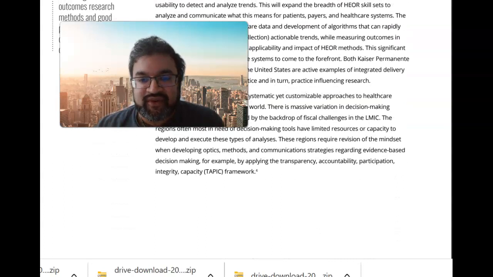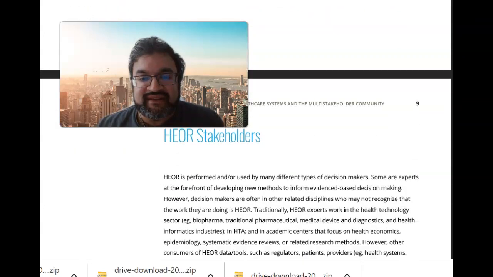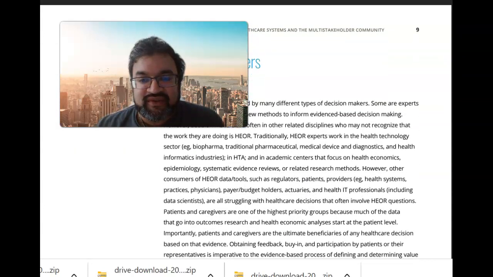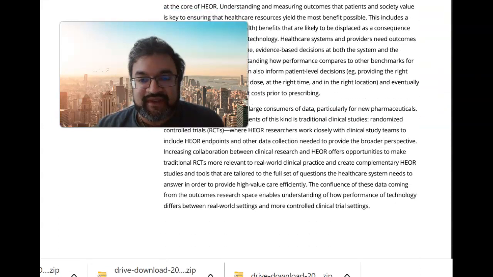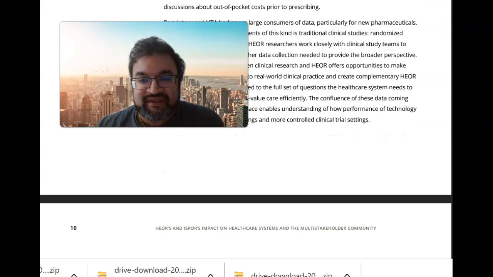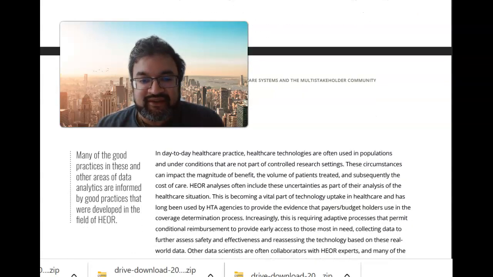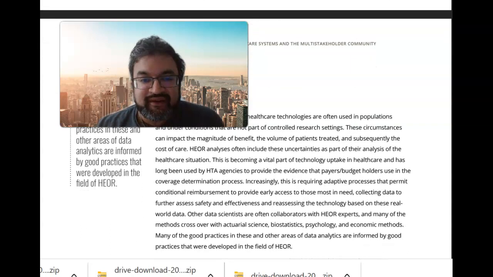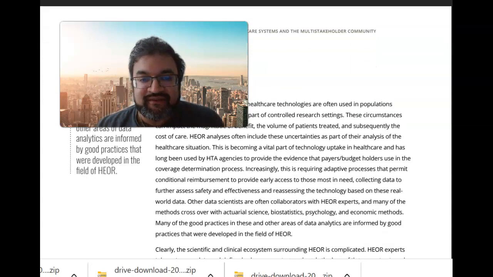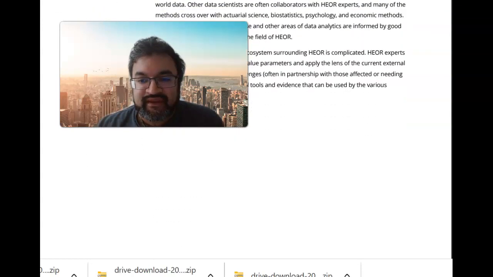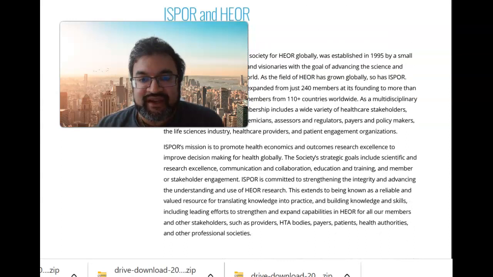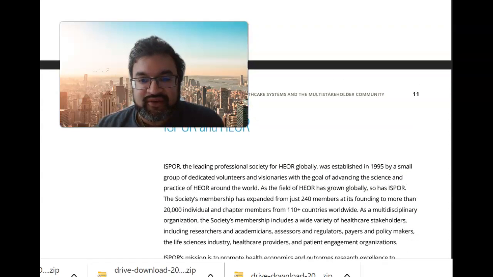So there are other frameworks with evidence-based decision making, which is transparency, accountability, participation, integrity, capacity, the TAPIC framework. And then there are the stakeholders of HEOR: academic centers, evidence-based, performance, those that are interested in clinical trials. Many of the good practices in all of these areas of data analytics are informed by good practices that were developed in the field of HEOR. So this sums up the white paper, the ISPOR and HEOR.